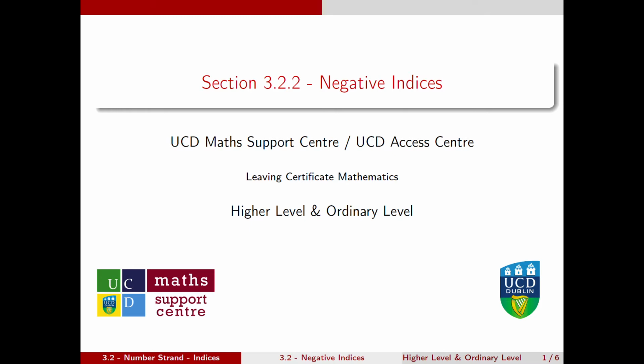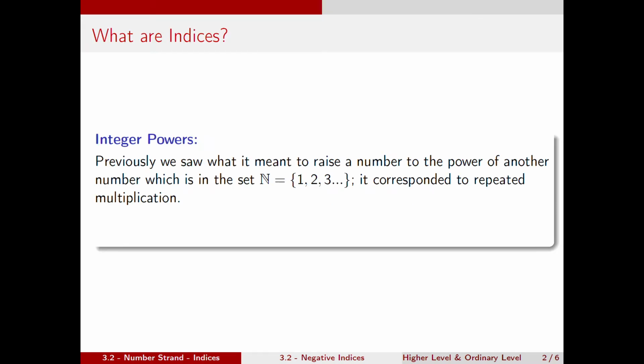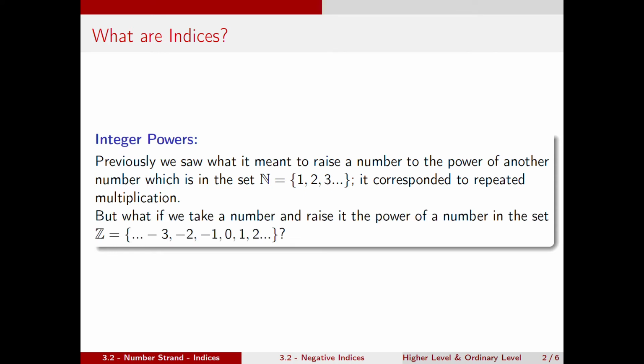In this video we will be looking at negative indices and how to think about them and how to use them. So previously we saw what it meant to raise a number to the power of another number, which is in the set of natural numbers denoted by our squiggly n, and it corresponded to repeated multiplication. But what if we take a number and raise it to the power of another number in the set of integers, which would include the negative numbers and 0? If positive powers were repeated multiplication, what do negative powers and 0 mean?